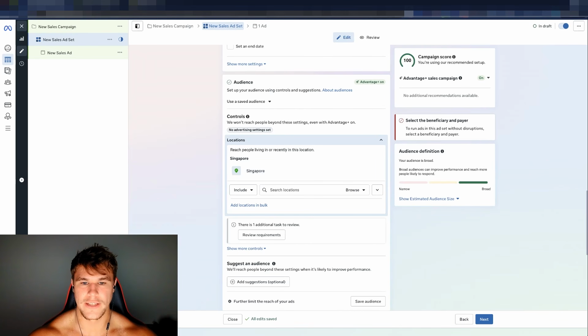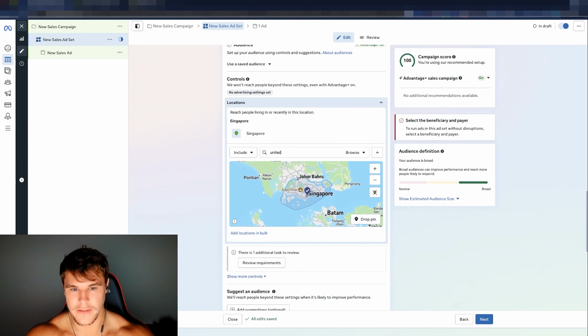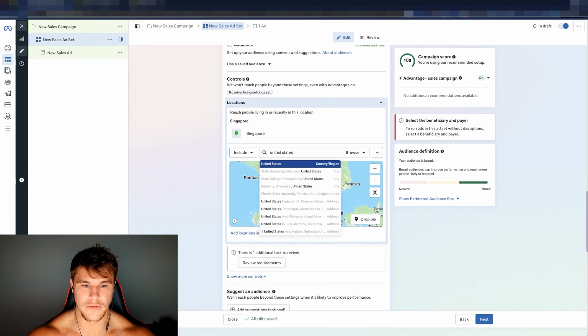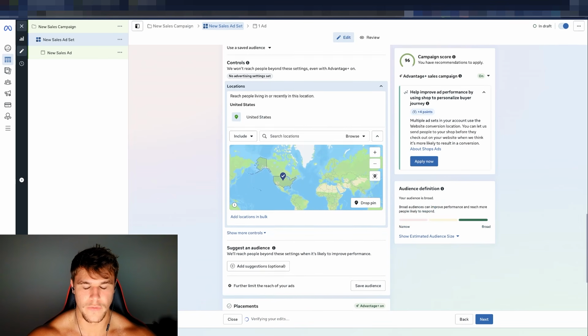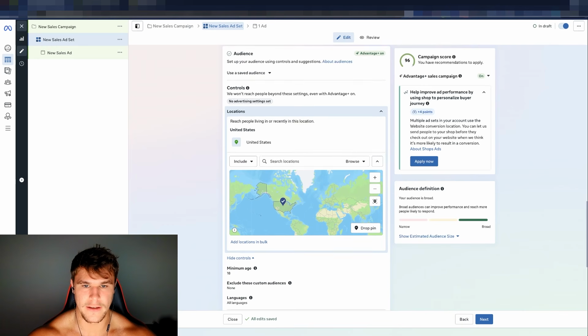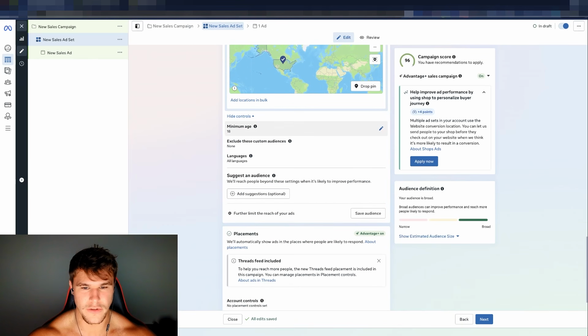Next, what we're going to do is edit the location. So I do the majority of my testing in the United States. So we're just going to search United States here, select it, and remove Singapore, which is there for some reason, and continue to scroll down. Minimum age you can keep. Languages, I typically keep broad as well in the US because it's an English majority speaking country. At least that's what my customers are going to be buying in.